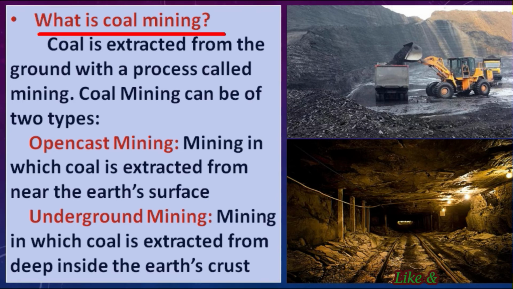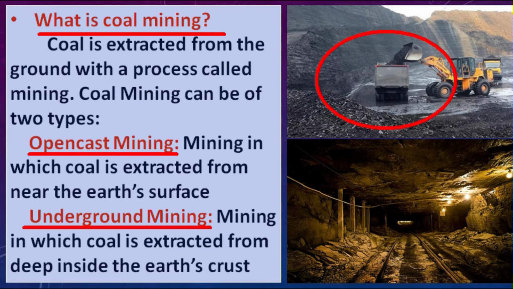Students, generally the coal is extracted from the ground with a process called mining. And students, this coal mining can be of two types. The first one is open cast mining and the second one is underground mining. Students, open cast mining is a mining in which coal is extracted from near the earth's surface, as you can see here. Whereas underground mining is a mining in which coal is extracted deep inside the earth's crust, as you can see here.